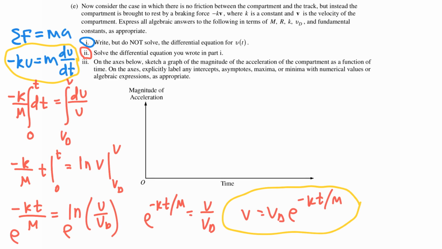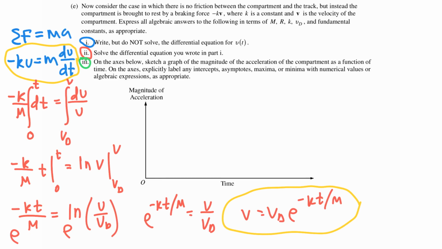We can plug in any time and figure out what the velocity will be between points D and E, because vD, k, and m are all constants. And finally, on to part 3. It says on the axes below, sketch a graph of the magnitude of the acceleration of the compartment as a function of time. On the axes, explicitly label any intercepts, asymptotes, maxima, or minima with numerical values or algebraic expressions as appropriate.